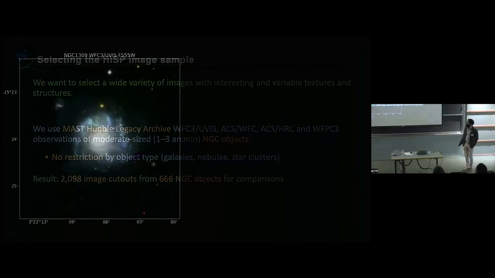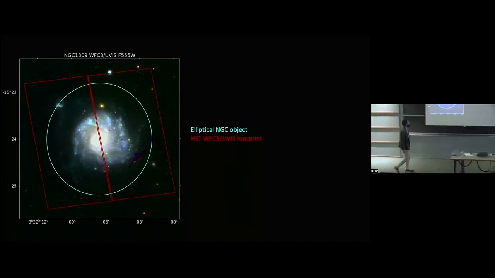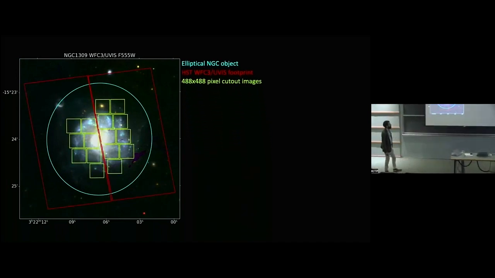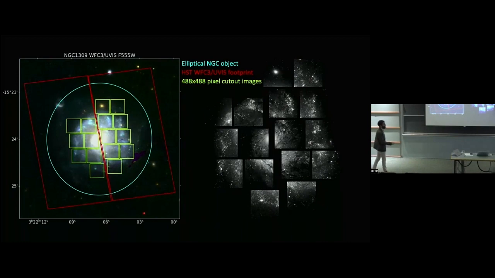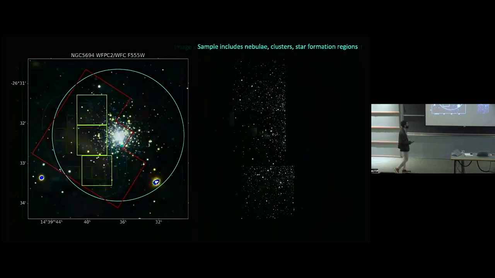So the way we did this in detail is we took an image. These NGC things are elliptical, so they have this nice property where they will tell you where things are. You look at the footprint. And then you make some cutouts. We used 488 by 488 pixel cutouts and get these gorgeous images. Do this over lots of different kinds of images, stellar clusters, all sorts of stuff. So these are different and interesting and variable.